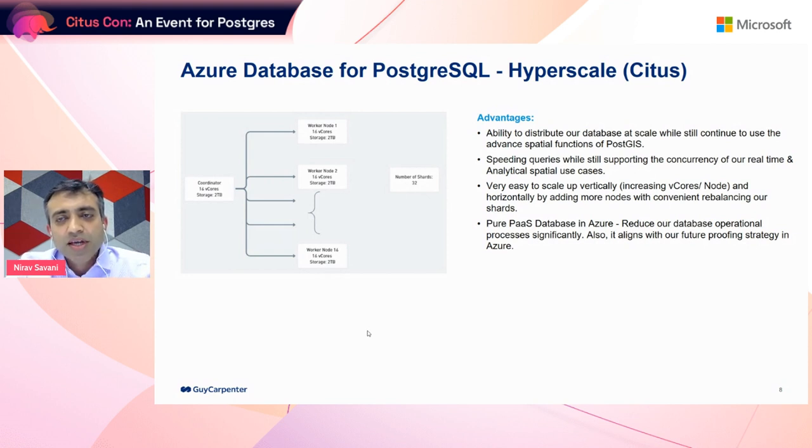Another advantage we got when we moved from classic on-prem to Azure was the out-of-the-box PaaS ability. Within a few minutes we are able to onboard the entire database, which would probably take a few weeks if we had to provision hardware of this size ourselves. So Postgres Hyperscale really changed the scale game for us when we started migrating to it.